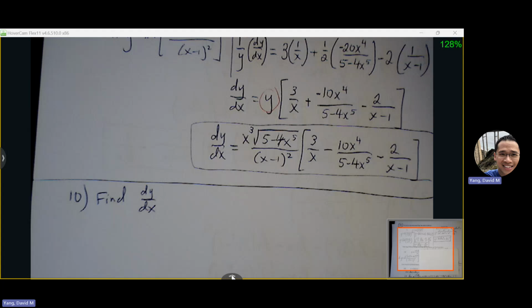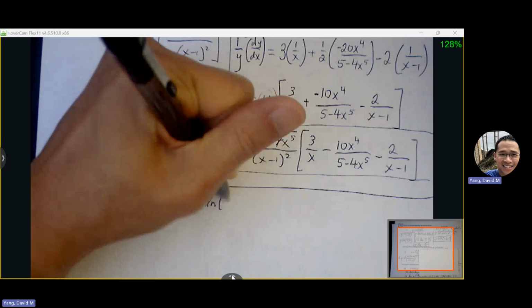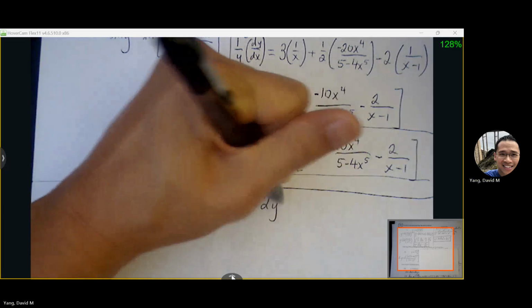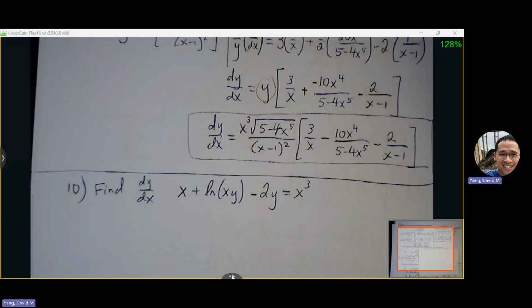Okay, number 10, find dy dx. So the direction says use implicit, but we should be able to see the need for implicit without being told that this is implicit, because you see y's mixed into the equation here. So we know we have to involve implicit.